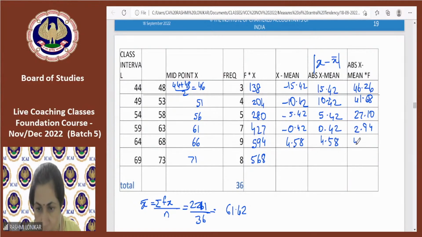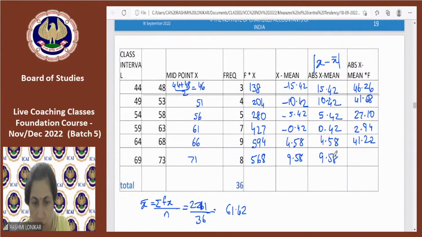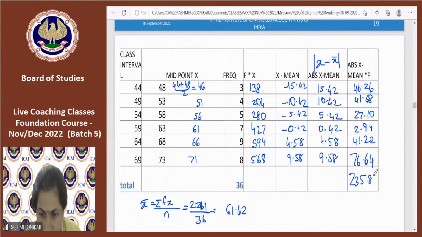So this is 41.22. This will be equal to 71 minus 61.42, 9.58, plus 9.58 into 8, 76.64. So plus 21.22 plus 2.94 plus 27.10 plus 41.68 plus 46.26 is 235.84.